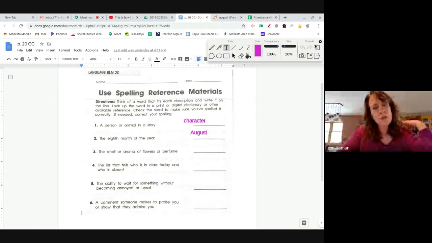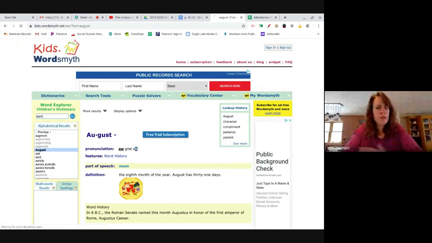Let's go on to the third one. The smell or aroma of flowers or perfume. Isn't that what you call a scent? The scent of the smell, the scent of flowers or perfume is a scent. Okay. Into my dictionary I go. S-E-N-T, scent.